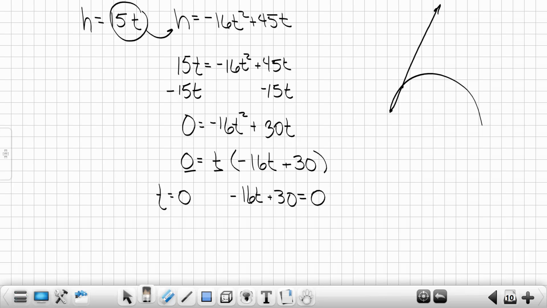All right? Subtract 30. Negative 16t is equal to negative 30. Divide by negative 16 and reduce. And t is going to be equal to 15/8. So they crossed at 0, and in fact, the ball will cross with the rocket or whatever it is also at time equals 15/8. Hey, what do you know?